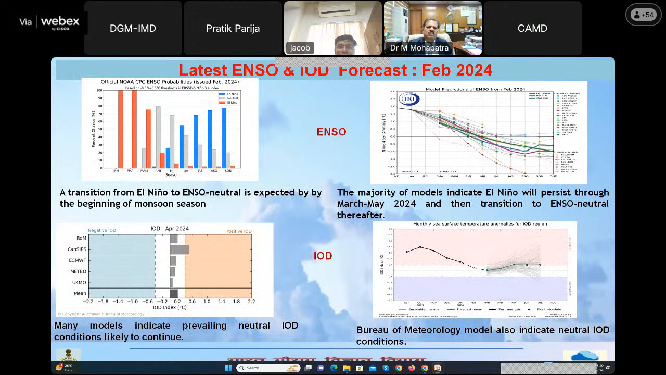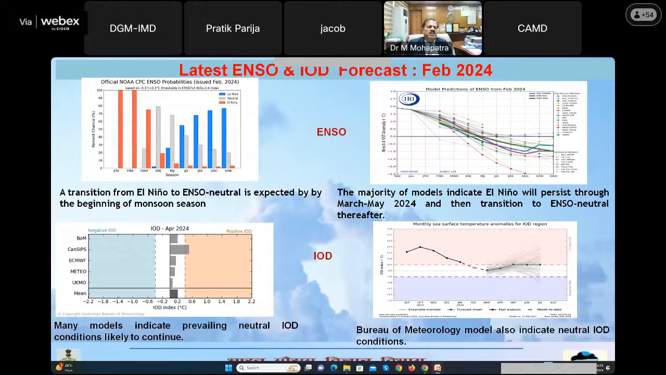Now let us look at the latest El Nino Southern Oscillation and the Indian Ocean Dipole forecast for February 2024. If you look at this left side diagram, it shows the percentage chance of La Nina, neutral, and El Nino conditions. The red color indicates El Nino, blue indicates La Nina, and gray indicates neutral conditions. What do you find actually? January, February, March; this is February, March, April; this is March, April, May. Up to March, April, May, you are getting the maximum probability of El Nino condition. That means El Nino condition will continue in this summer, and thereafter, the neutral conditions will prevail.